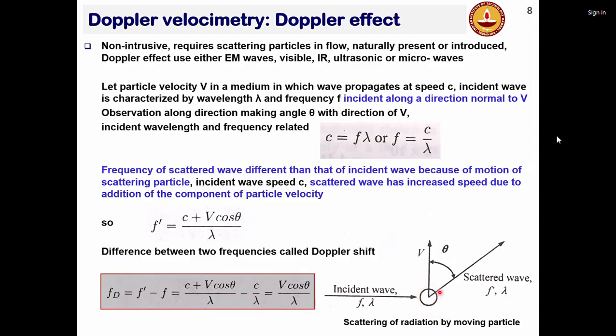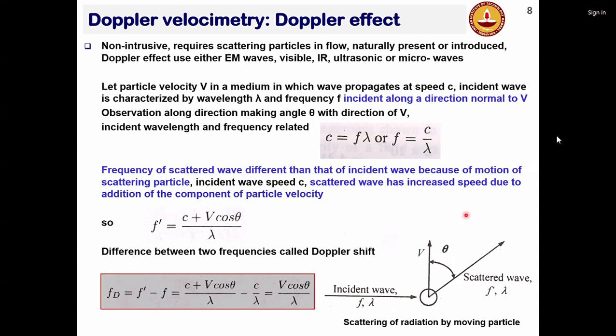So when the particle scatters, the frequency of this scattered wave will be different as compared to the incident wave. But the wavelength would not change. From wave theory, the wavelength of the scattered wave and the incident wave will be the same.